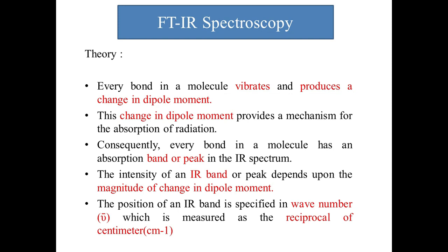Another spectrum is FTIR spectroscopy. So what is FTIR spectroscopy? Here the theory is that every bond in a molecule vibrates and produces a change in dipole moment. Dipole means delta plus and delta minus. This change in dipole moment provides a mechanism for the absorption of radiation. Consequently, every bond in a molecule has an observed band or peak in the IR spectrum. The intensity of the IR band or peak depends upon the magnitude of the change in dipole moment.